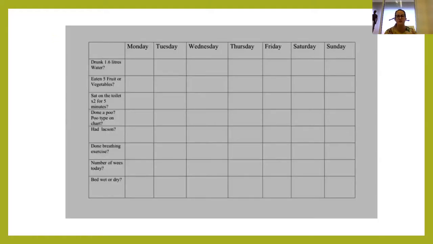This is just an example of a table that I might use with the clients to indicate with them, are they ticking all the boxes? Are they drinking enough water? Are they eating the fruit and veg? Have they sat on the toilets?